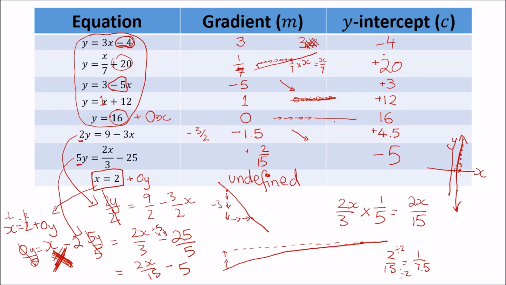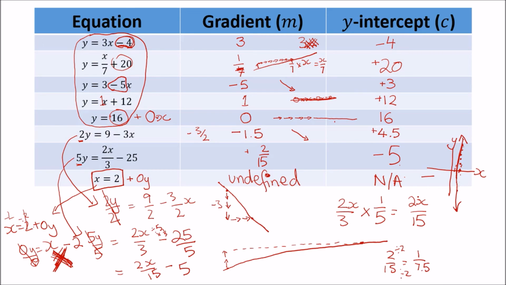So y-intercept, well, is it going through the y-intercept? No, so not applicable. Don't ever write 0 because it's not going through 0. Just write not applicable or not relevant, or I guess just a dash would be fine too.